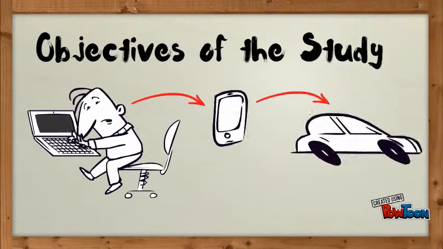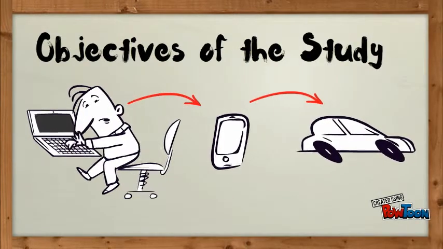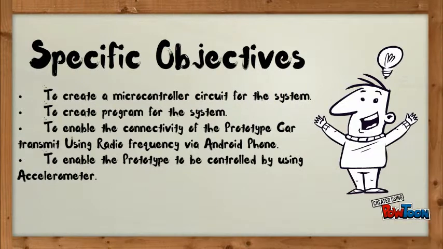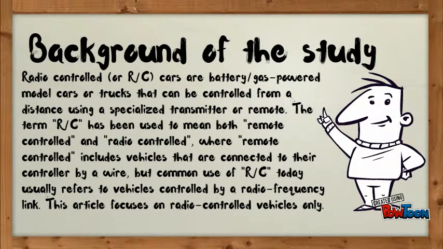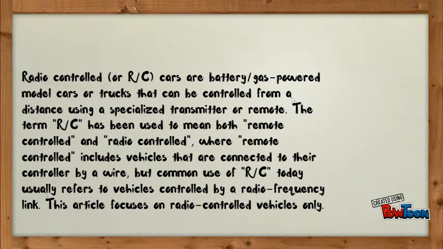Objective of the study: to develop how to control a remote control car or real car using a touchscreen Android phone. Specific objectives: to create a microcontroller circuit for the system, to create a program for the system, to enable the connectivity of the prototype car, transmitting using a radio frequency via Android, and to enable the prototype to be controlled by using an accelerometer.